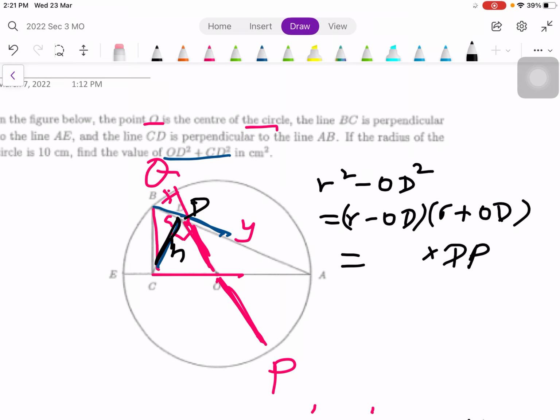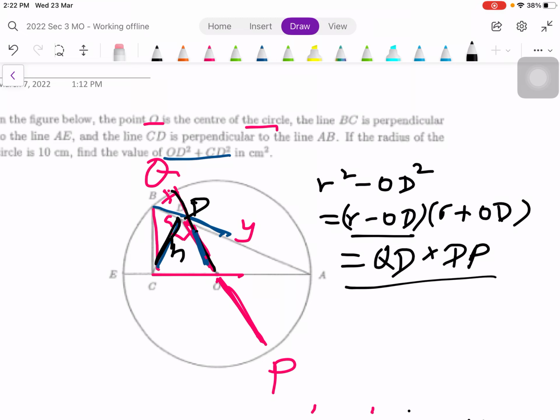What is r minus OD? Can you see that this whole length here is r? It must minus OD, that means minus this part here. Therefore, what you get is QD. So we get this relationship first.